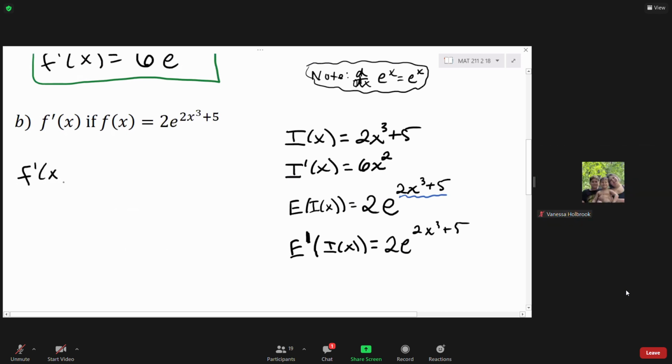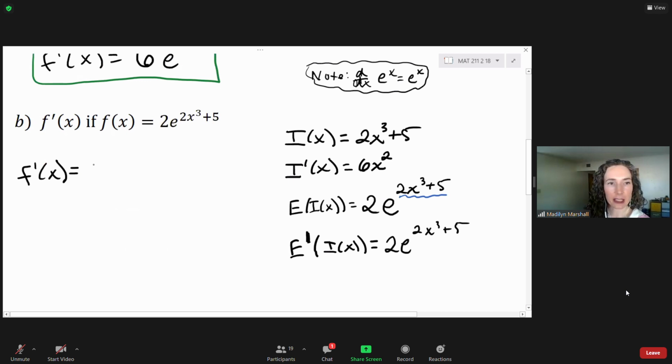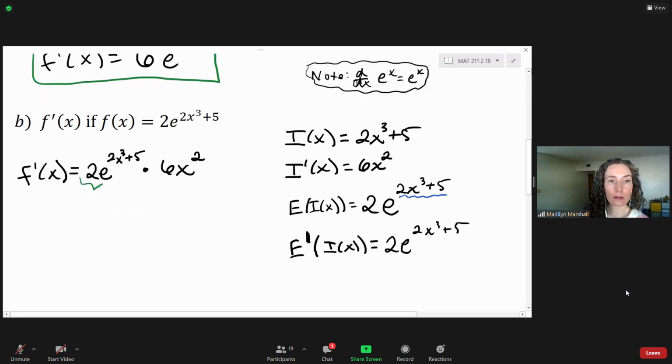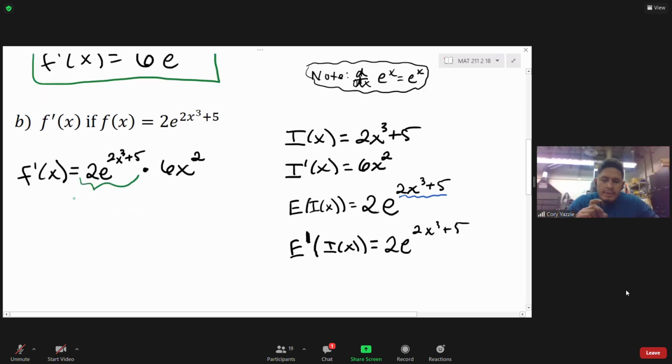So then when we put this back together, we have our derivative of the exterior, which was just the 2e to the 2x cubed plus 5. It's the exact same since this is an exponential with base e, times the derivative of the interior. So I got 12x squared e squared times x to the third plus 5.